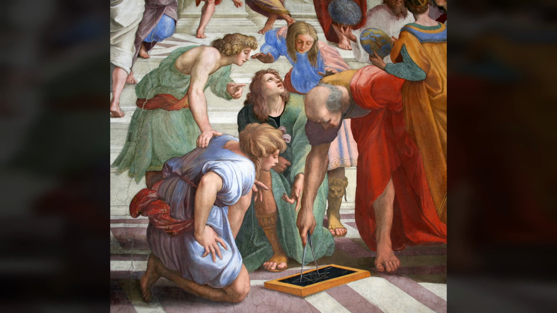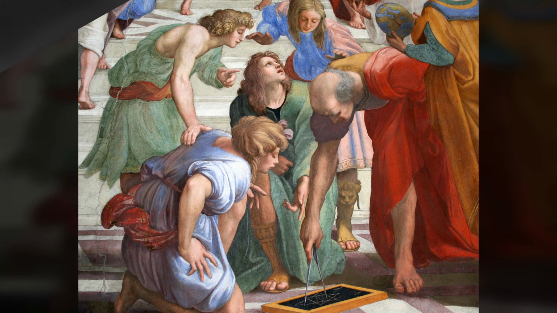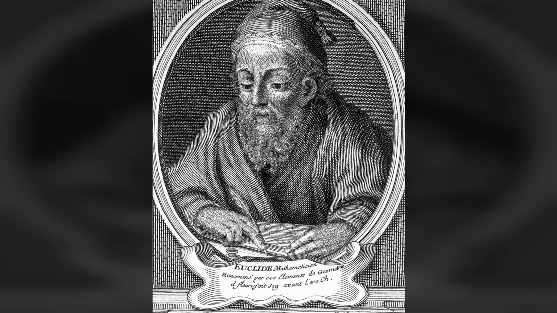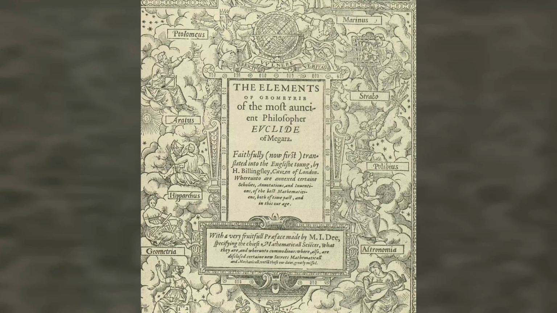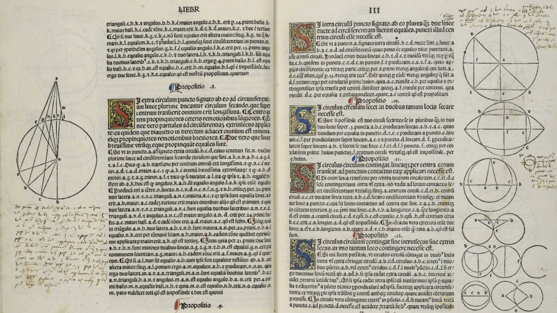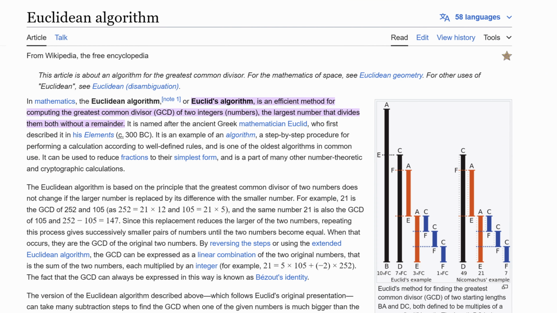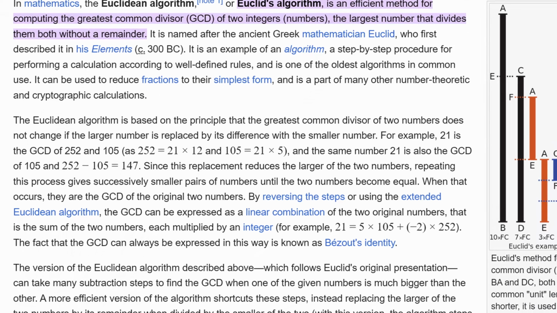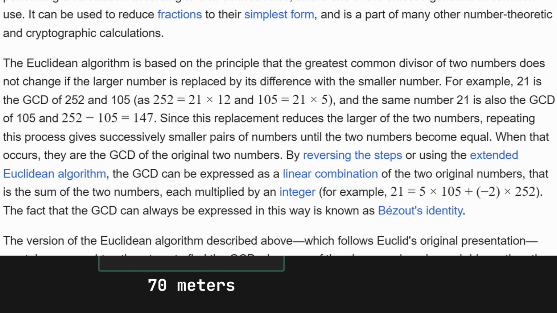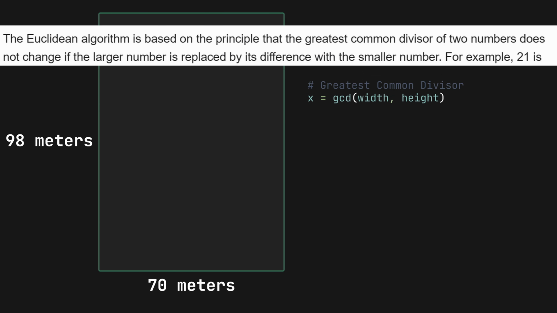Around 300 BC, an ancient Greek mathematician named Euclid wrote a division algorithm in his treatise Elements. It is one of the oldest known algorithms that is still in common use, and is aptly named Euclid's algorithm, and it solves this exact problem in logarithmic time. The key insight that Euclid had was realizing that the greatest common divisor of two numbers does not change if we replace the largest number by its difference with the smallest number.